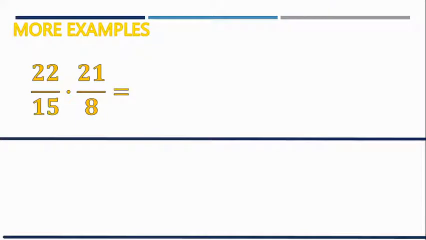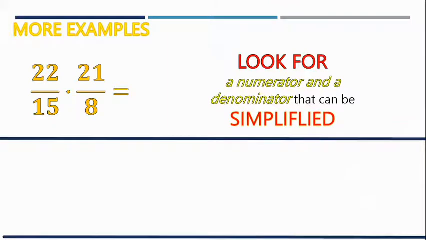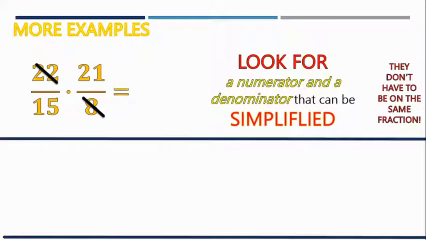So by simply looking, first, we could identify a pair of numerator and denominator that can be simplified, like 22 and 8, which could be simplified by dividing by 2. So I will get 11 and 4. I could also pair 21 and 15 because both of them are divisible by 3. So after dividing them by 3, I will get 7 and 5.